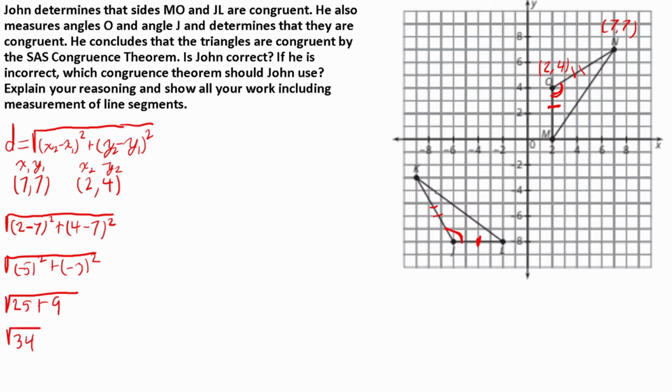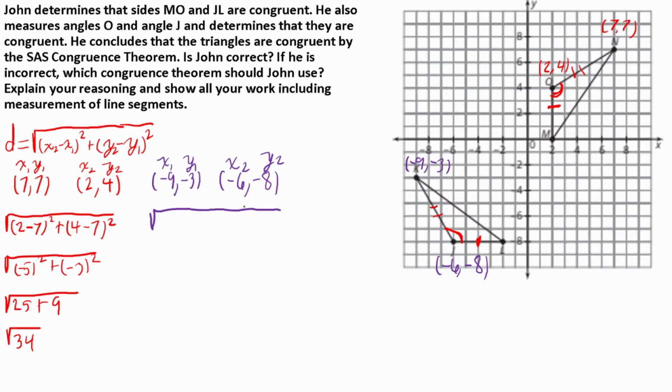What are my second set of points? It's K and J. K is located at negative 9, comma, negative 3. And J is at negative 6, negative 8. So we have negative 9, negative 3, and then negative 6, negative 8. Once again, we label them x1, y1, x2, y2. Awesome. Then we plug them in.